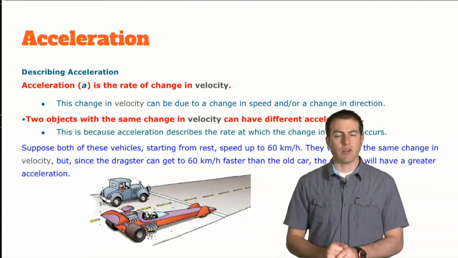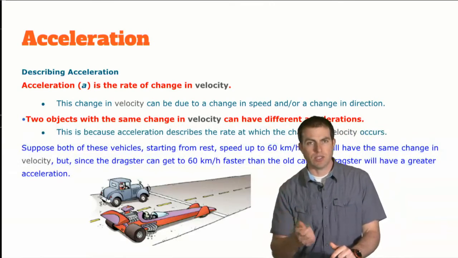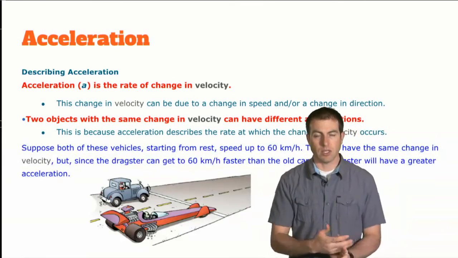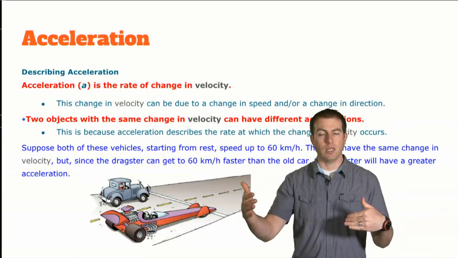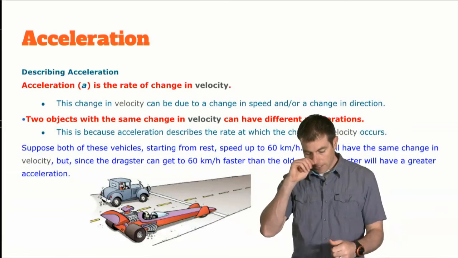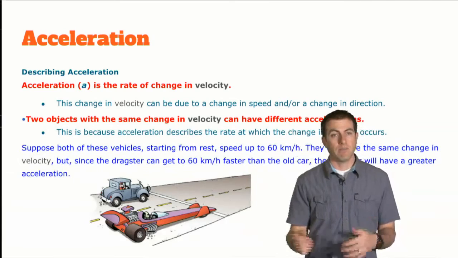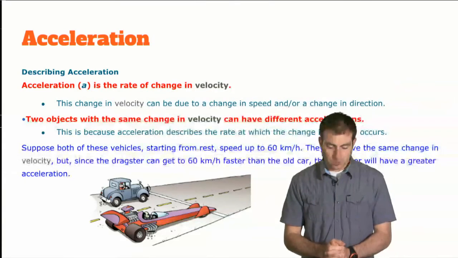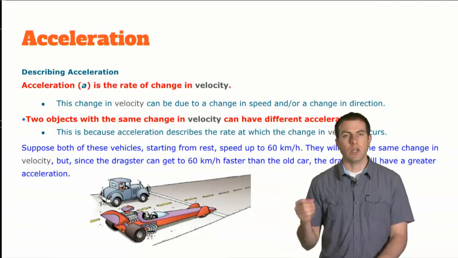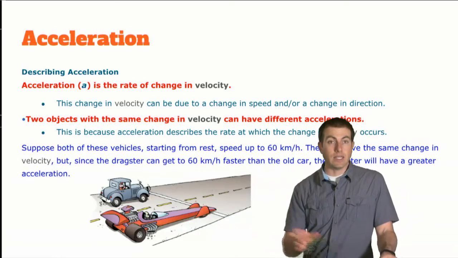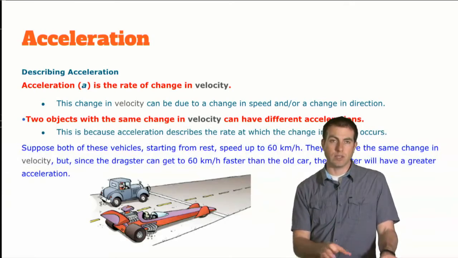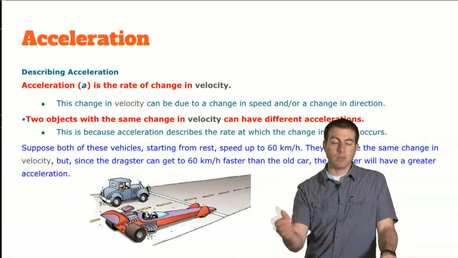Of course, the race car is gonna get there faster. Now, if we talk about change in velocity, they're both starting from rest, or zero velocity, and they're both finishing at 60 kilometers per hour. So just talking about their change in velocity isn't enough to describe the acceleration. Now, the race car is going to get there a lot faster than the old car. So what does that mean? Well, we talk about the acceleration being the rate of change in velocity. So because the race car is getting to 60 kilometers per hour a lot faster, it's going to have a bigger acceleration. Whereas the old car, it's going to the same speed, but it's going to take longer. So it's going to have a lower acceleration.